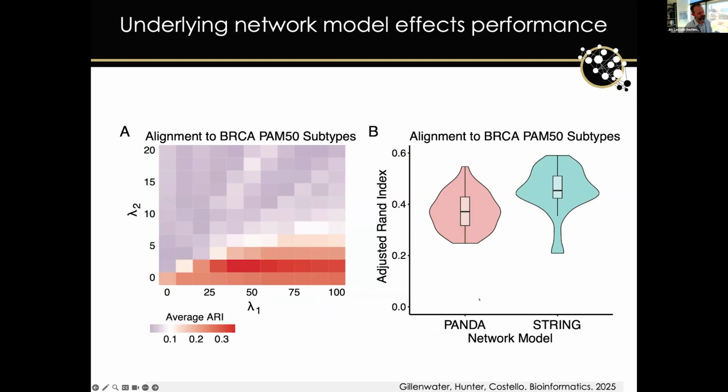If we were to look at different ways of constructing networks, there's lots of information out there. So we did an inference method called Panda. There's also a pre-annotated database. And we could see that the performances are pretty close, but the performance of the model is also dependent on the underlying network structure, which is what you'd expect.